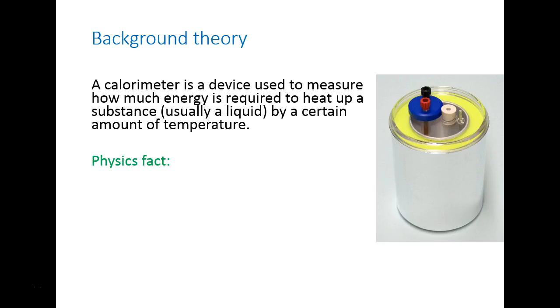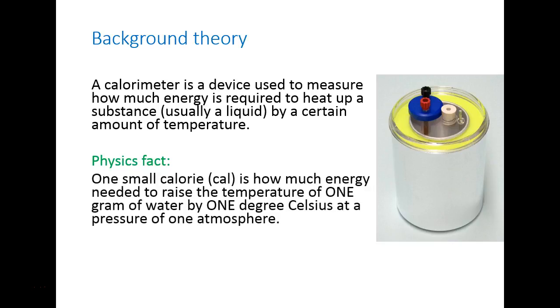Now there are two types of calorie. The first one is what we call a small calorie. So one small calorie, the word cal with small c, is how much energy is needed to raise the temperature of 1 gram of water by 1 degree Celsius at a pressure of 1 atmosphere. Now, the term 1 atmosphere is basically just the normal atmosphere in our house or the lab.